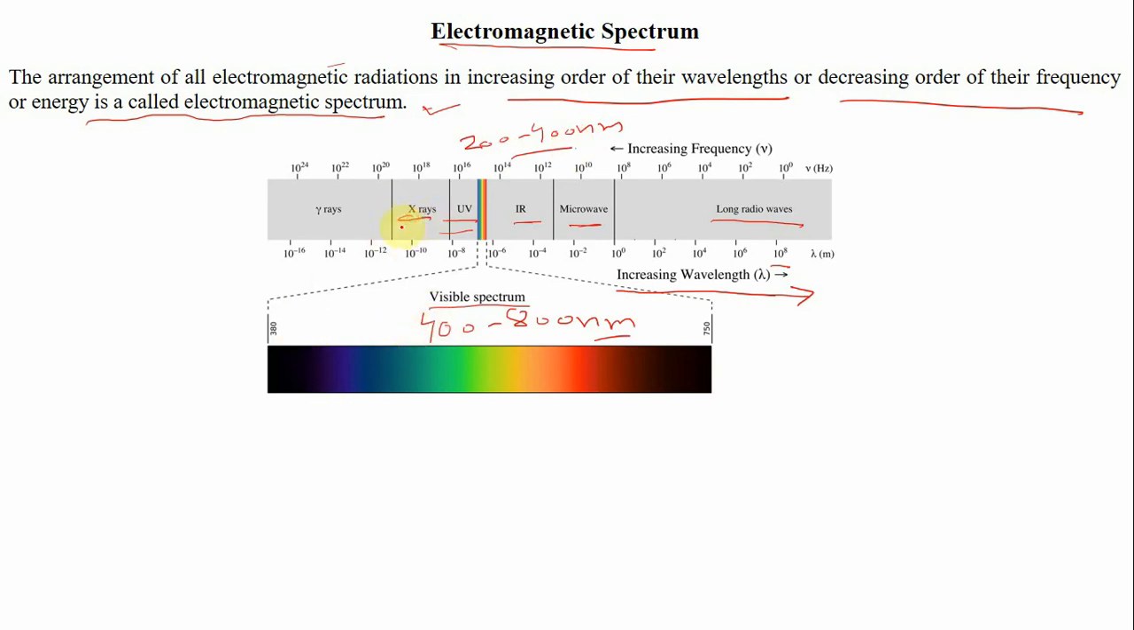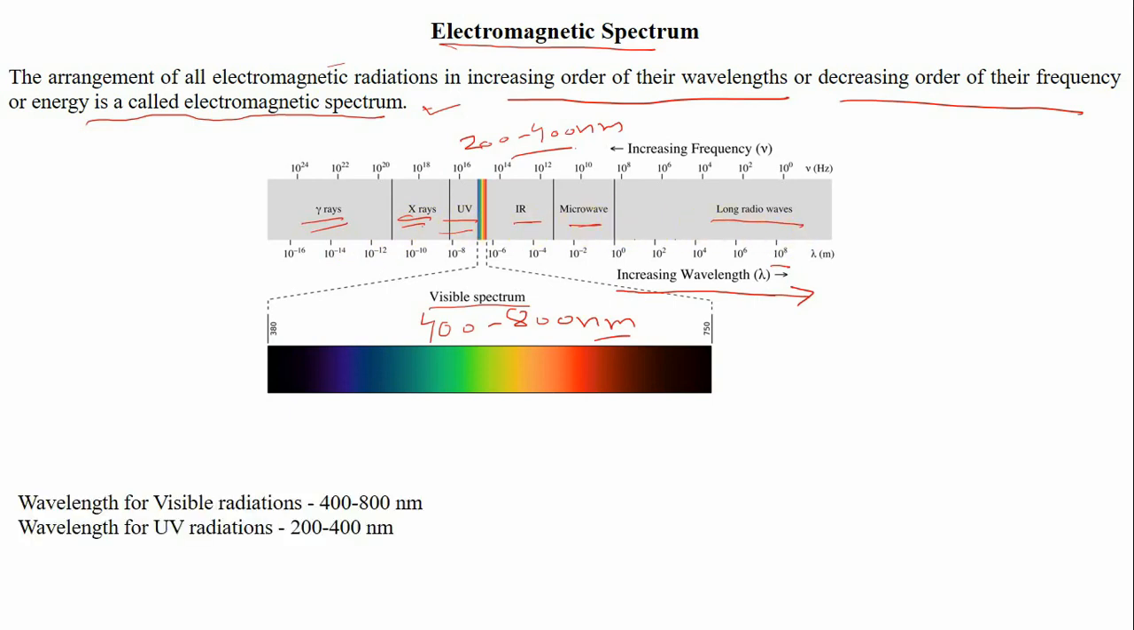Then you have X-rays. These X-rays have very high energy, short wavelength, or very high frequency. And in the last you have gamma rays. These gamma rays have very high energy. So these different electromagnetic radiations are used in different spectroscopic techniques.